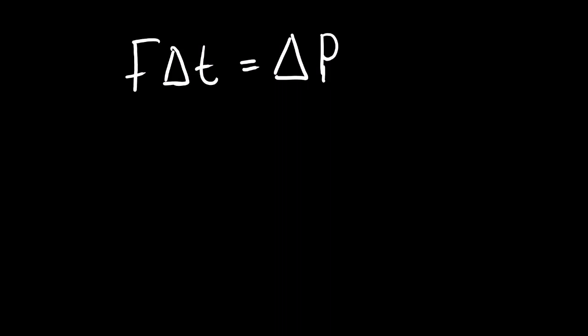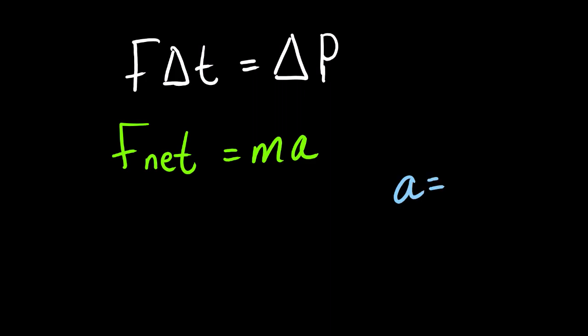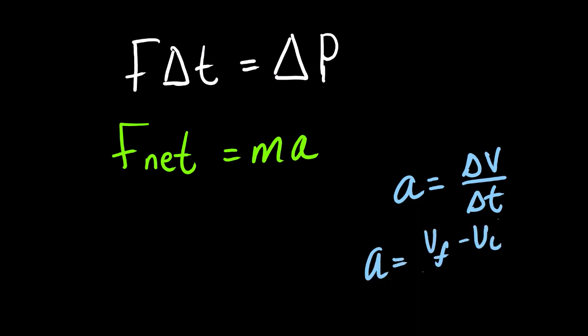The derivative of this equation comes from Newton's second law. F net is equal to ma. We all know that acceleration is equal to the rate of change of velocity. This simply means that a is equal to Vf minus Vi over change in time. So where we see a, we can substitute it from this equation.